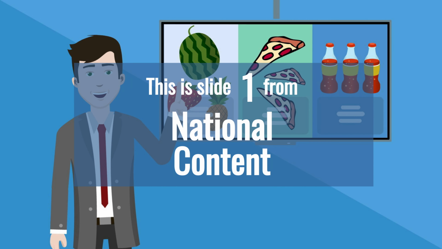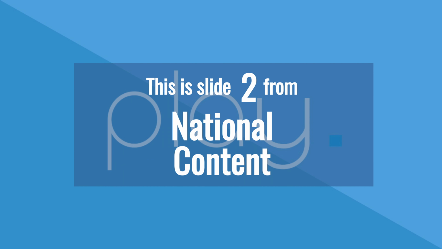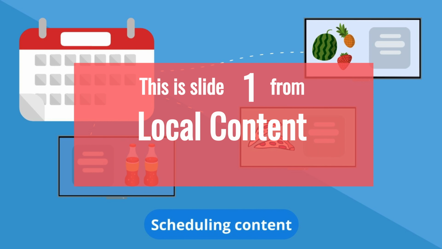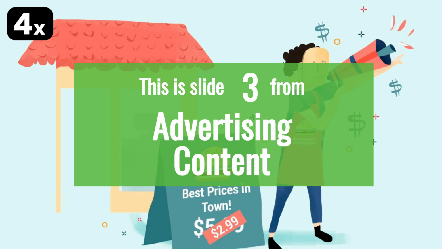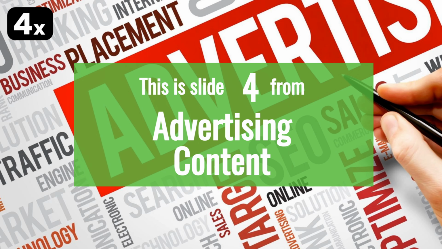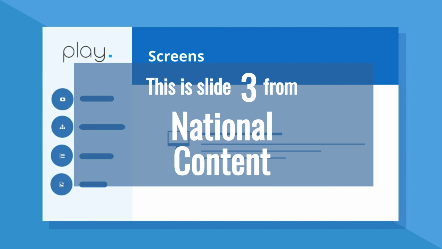Note that I have added an overlay so that you can easily recognize what slide and what playlist is played on the TV. First, we have slide 1, and then slide 2 from the playlist National Content. Then slide 1 from local content, and then slide 1, 2, 3, 4, and 5 from advertising content. You'll also notice that Shuffle will start on slide 3 from national content when the cycle is over.